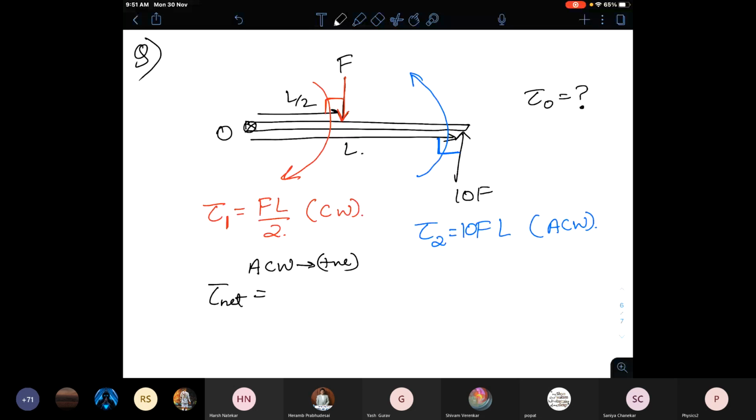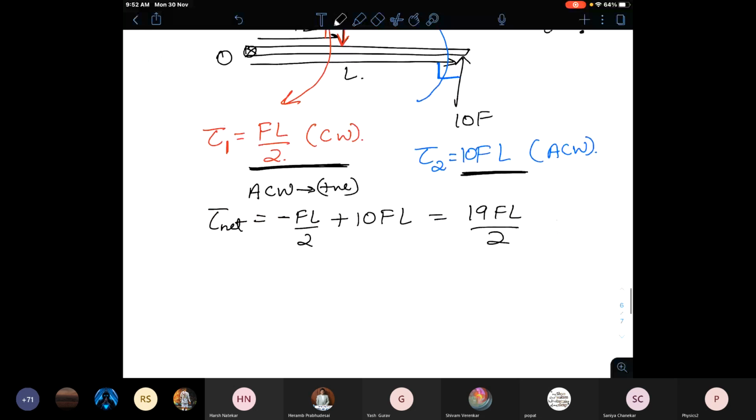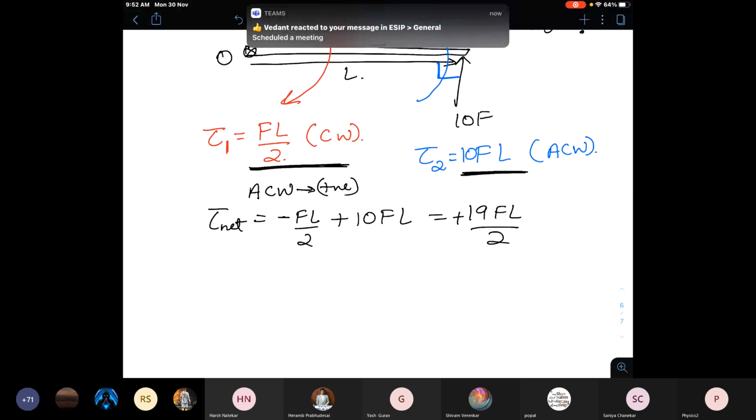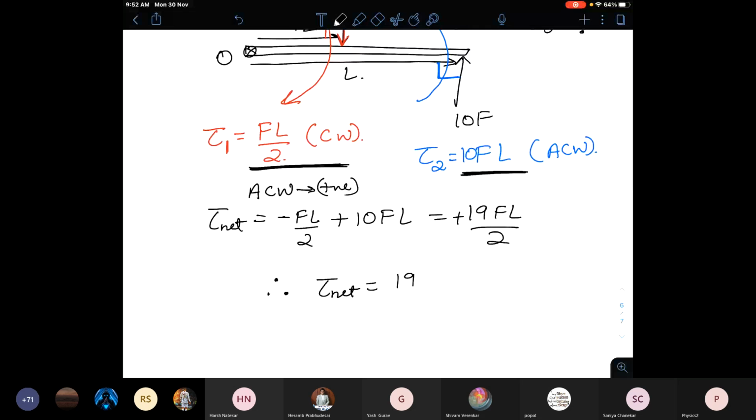If anti-clockwise direction is considered positive, I will write this as minus FL by 2, because tau 1 is in clockwise direction, the opposite direction. And tau 2 is anti-clockwise, in the positive direction, so plus 10 FL. This comes out to be 19 FL by 2. The net torque is coming out to be plus, therefore I can say that the net torque is 19 FL by 2 in anti-clockwise direction.